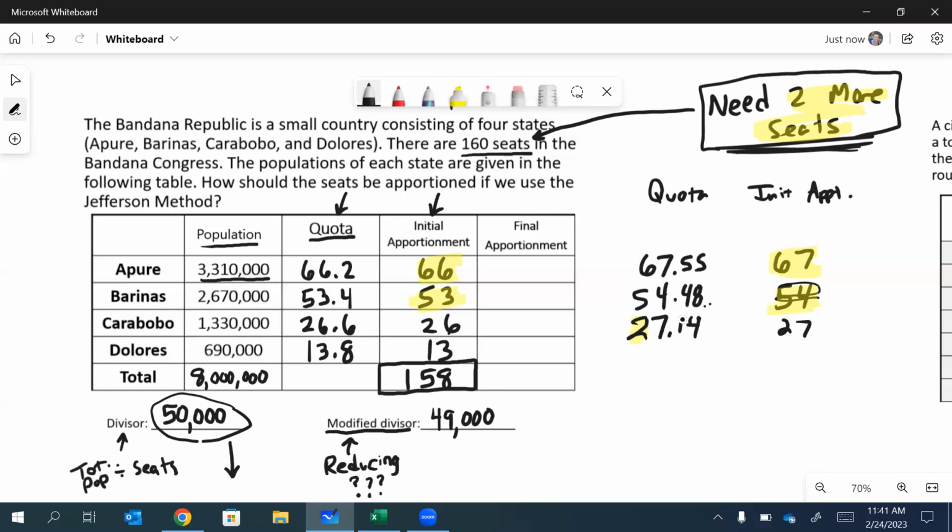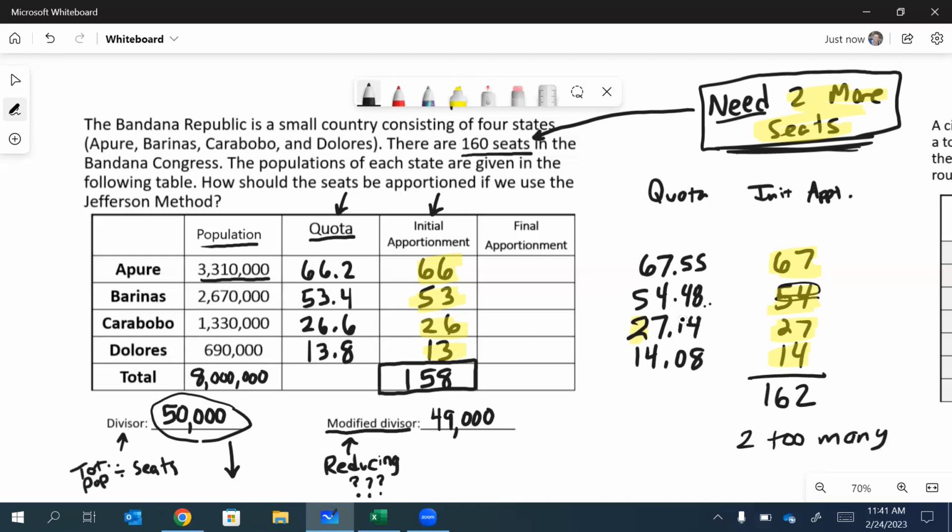And the last one, though, just to give you a sense of it, 49,000 we're dividing by is 14.08, which is 14. Now, if you compare all 4, this one gained 1 more seat, and this one gained 1 more seat. And it shouldn't be any surprise, though, then that when we add these up, we actually get 162. Now we have another problem, right? Instead of needing 2 more seats, we have 2 too many.